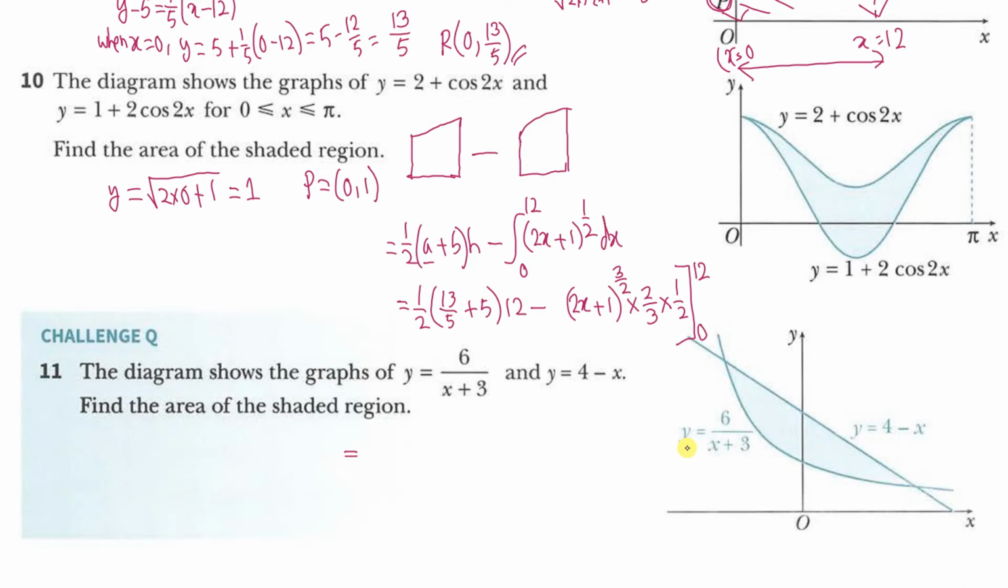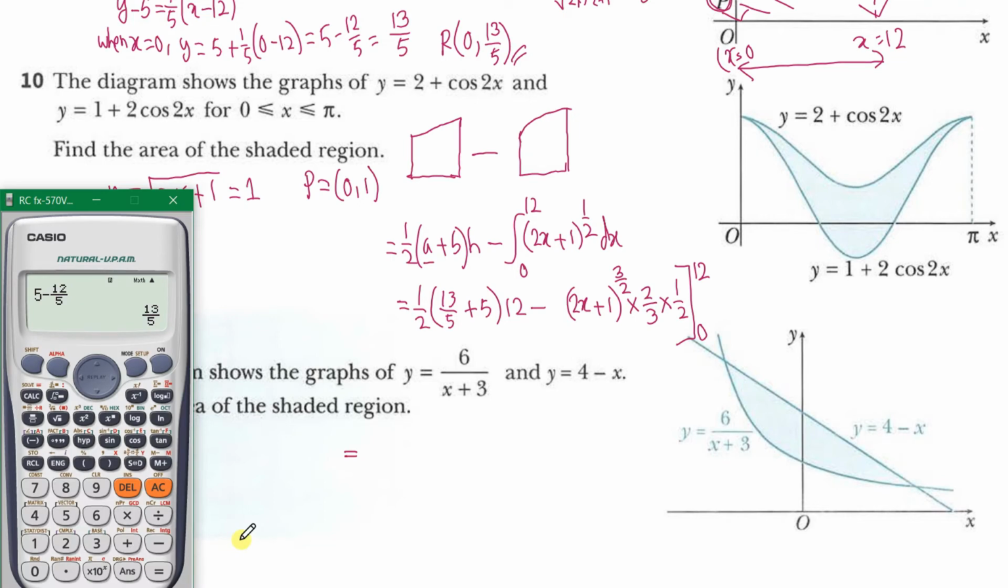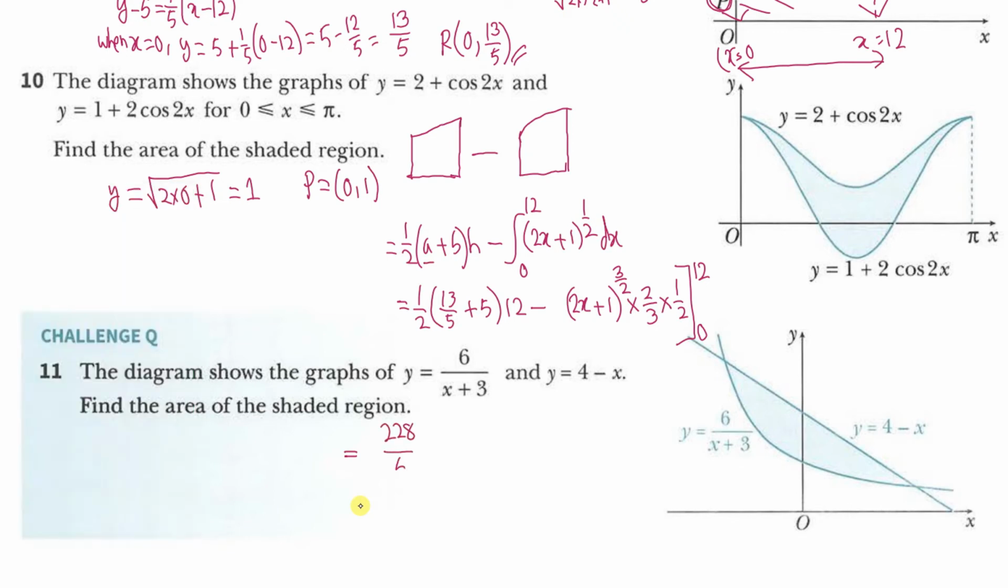Now it's time to finish our part. On the left side, let's use the calculator: 0.5 bracket 13 over 5 plus 5, close the bracket, then outer side into 12. Oh sorry, I have given two cross signs. Then it gives us 228 divided by 5. Let me write here 228 divided by 5. This is our area under the straight line.